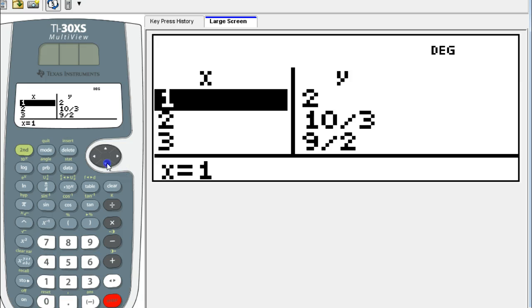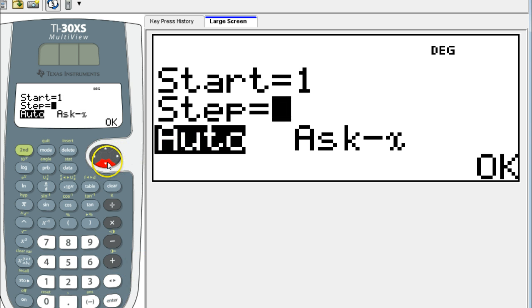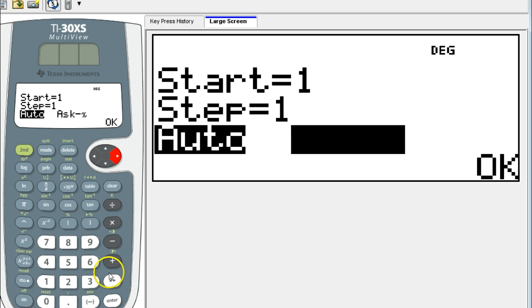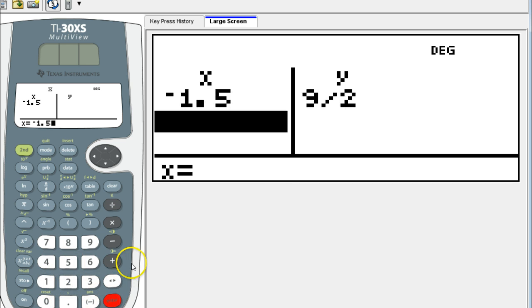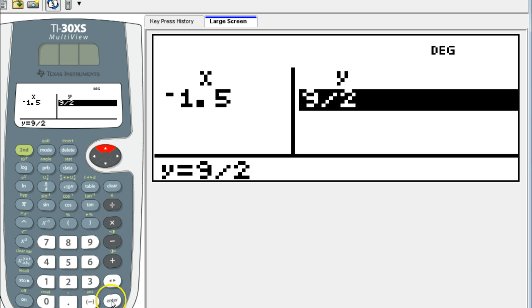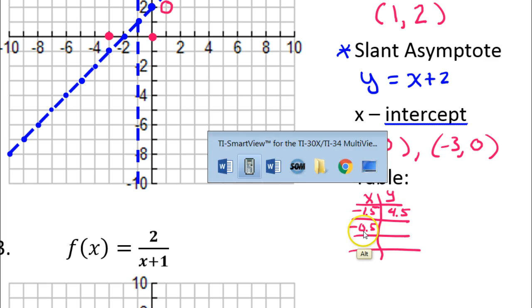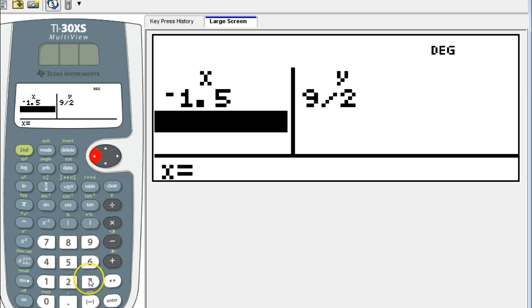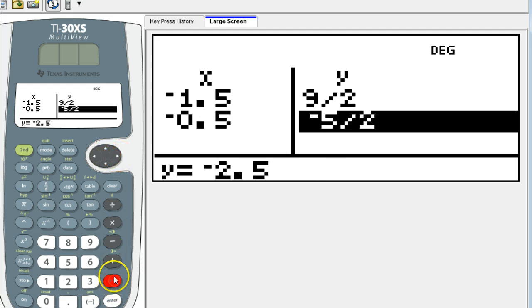So let's see, how do we even do those decimals? Well, my favorite way, if I go table, enter, instead of doing auto all the time like we usually do, I will do ask mode. Hit enter on that. Now it's waiting for you to type in whatever you want. So I can type in negative 1.5. And it gives me this, 9 over 2. Now I know that 9 over 2 is 4.5. But if I didn't know, I could just toggle it. Okay, so that gives me 4.5. Okay, what about negative 0.5? Okay, so negative 0.5 gives me this. Okay, and that's negative 2.5.